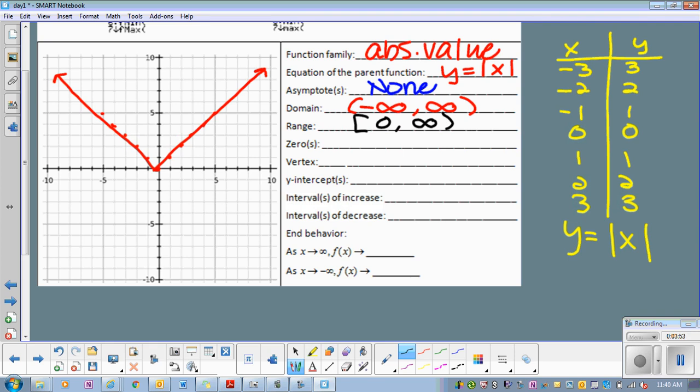Now, how about any zeros? What's another word for 0? Good. X-intercept. Do you see any x-intercepts here? 0, 0. Yep. It's right there at 0, 0. And mine looks a little bit lopsided. There we go.